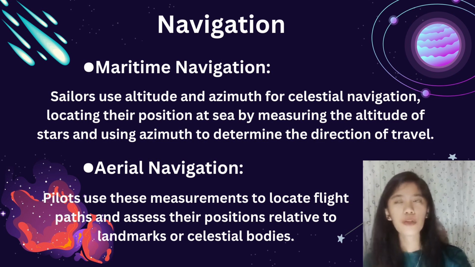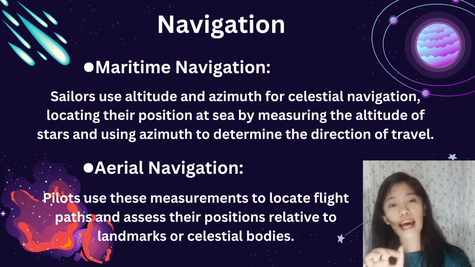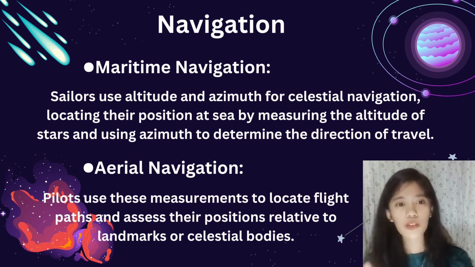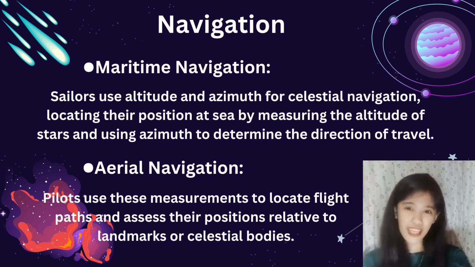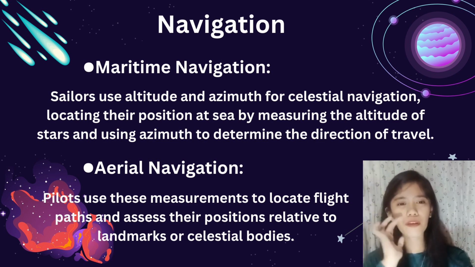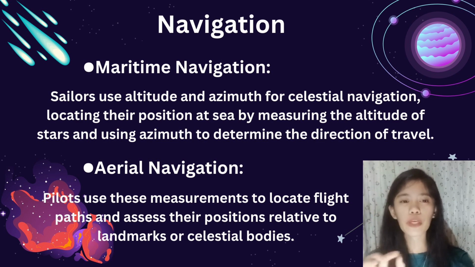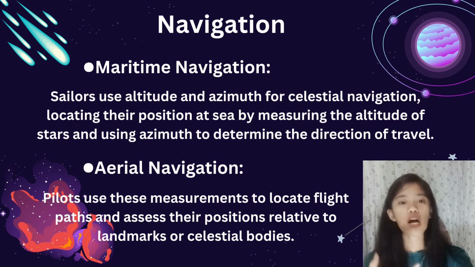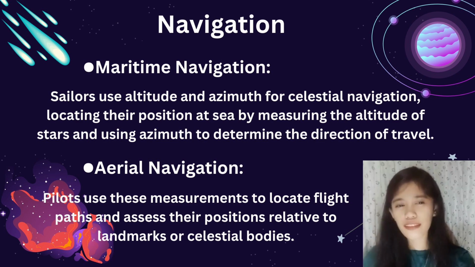So, geolocation refers to the identification of the geographic location of an object, person, or device. Two critical measurements in this process are altitude and azimuth again. These measurements, particularly when used in conjunction with the global positioning system or GPS technology, provide accurate and reliable data for pinpointing geographic locations.